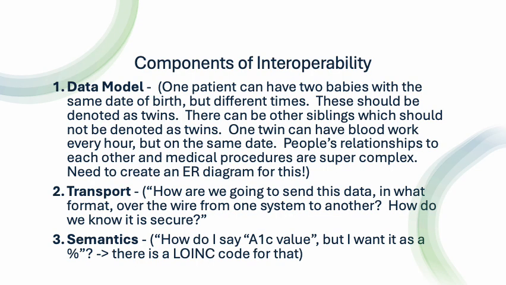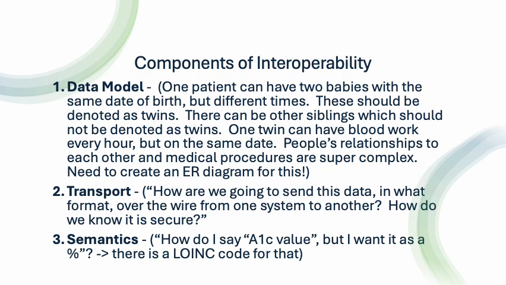Finally, the third component of interoperability is semantics. Medical data is so complex. So, for example, when I say diabetes, measure of diabetes is an A1C value, and that's the percentage of blood sugar in your blood. How do I say A1C value? How do I say that I want it as a percentage? How do I say that I want it at a certain time of day? How do I say I want it averaged over a certain time period? Usually it defaults to 3 months. There's LOINC codes for that.